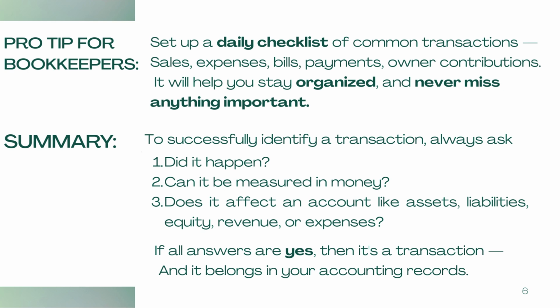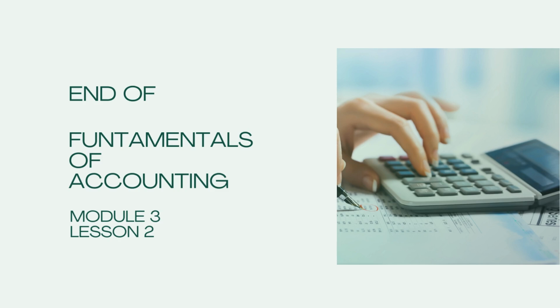Summary: to successfully identify a transaction, always ask: 1. Did it happen? 2. Can it be measured in money? 3. Does it affect an account like assets, liabilities, equity, revenue, or expenses? If all answers are yes, then it's a transaction, and it belongs in your accounting records. End of Module 3, Lesson 2.